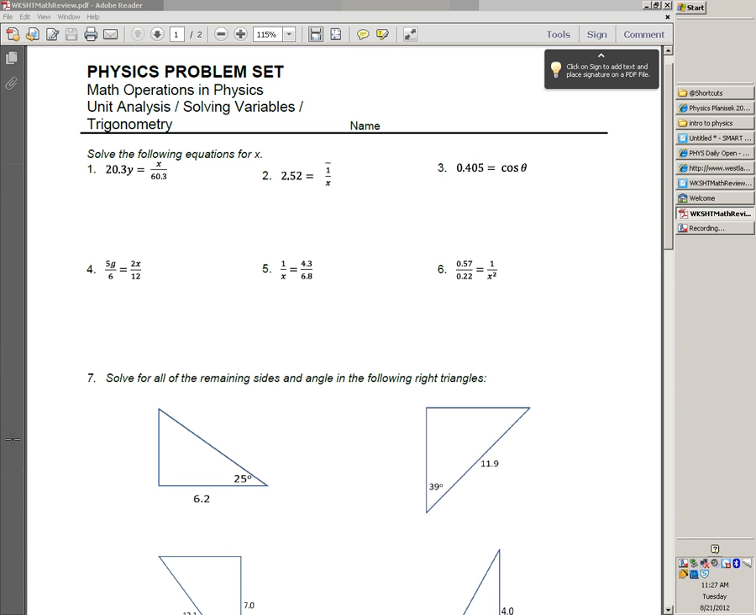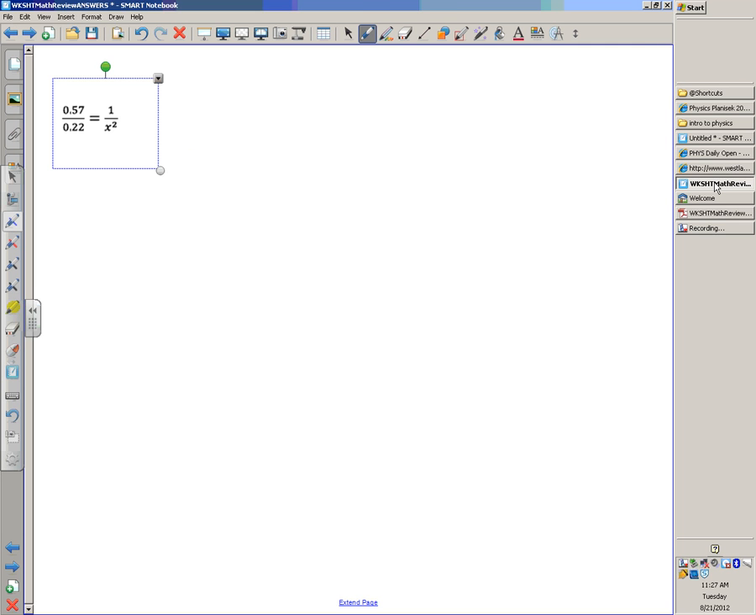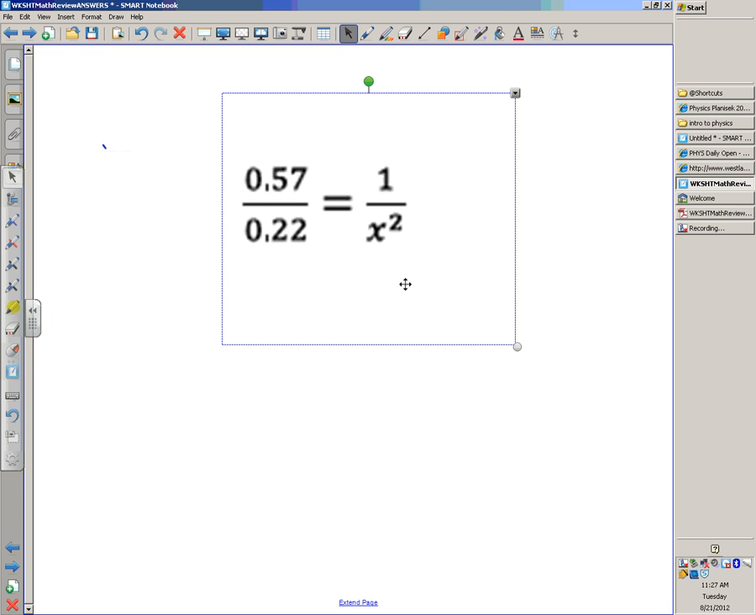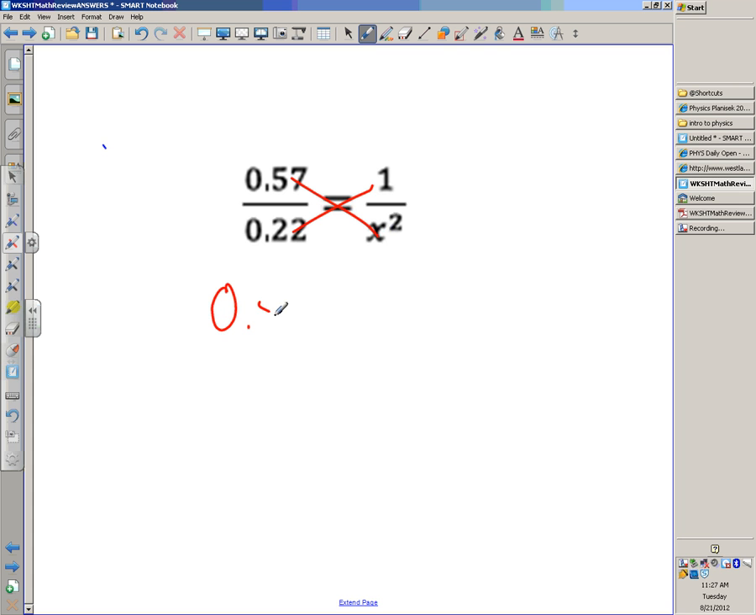The other one, similar, is number 6. Number 6 looks like this. Again, two fractions equal to one another. Mathematically, to me, the first thing I think of at this point is to do what? I cross multiply. That's how I solve this problem. Boom, boom. 0.57 x squared is equal to 0.22. Okay. I think you probably can take it from here.